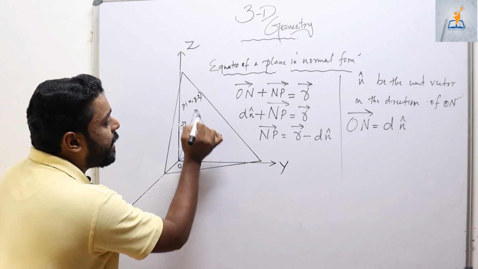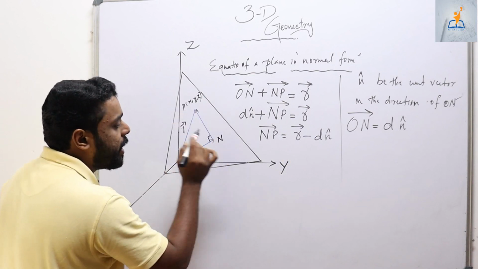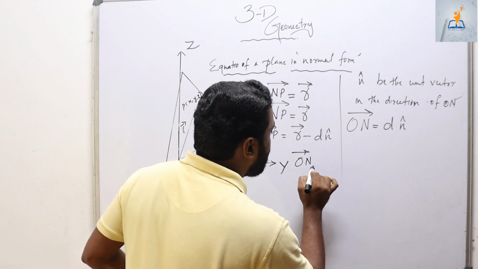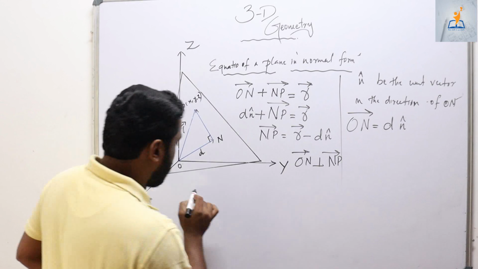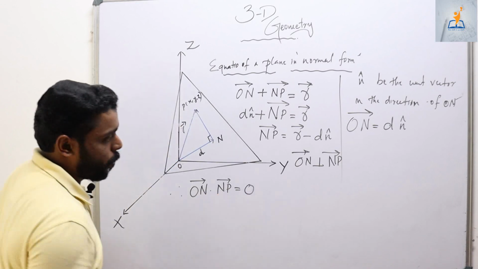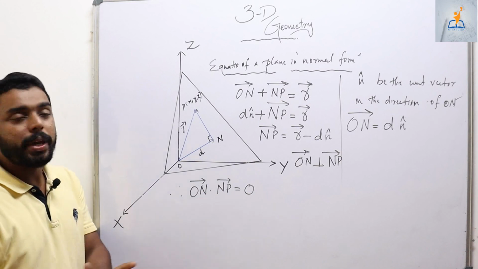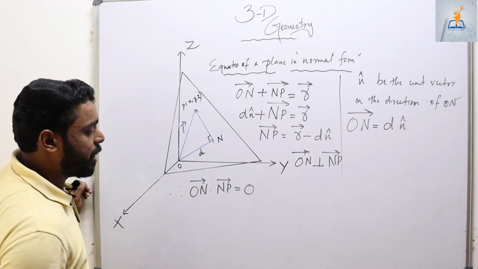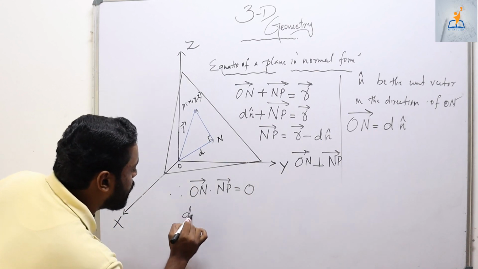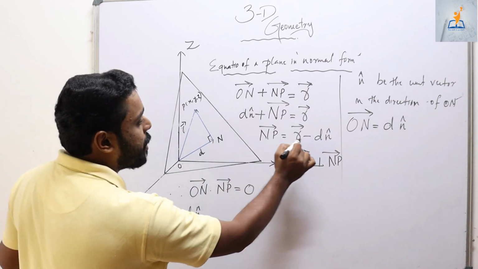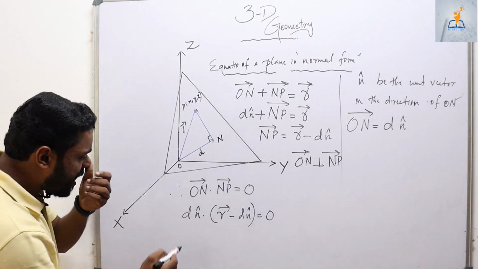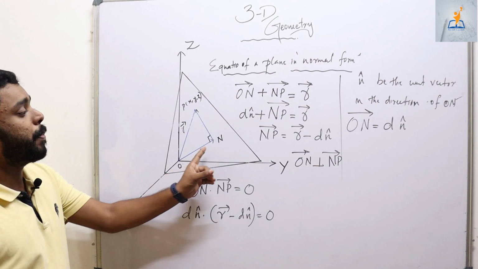Now see, ON and NP are perpendicular vectors, isn't it? ON is the perpendicular distance and NP is a line in the plane. So ON is perpendicular to NP. Therefore, ON dot NP is equal to 0, since two vectors are perpendicular, then their dot product must be equal to 0. Now, ON is equal to d n cap, so d n cap dot (r minus d n cap) is equal to 0. Since d is a scalar, d cannot be equal to 0 since d is the perpendicular distance.